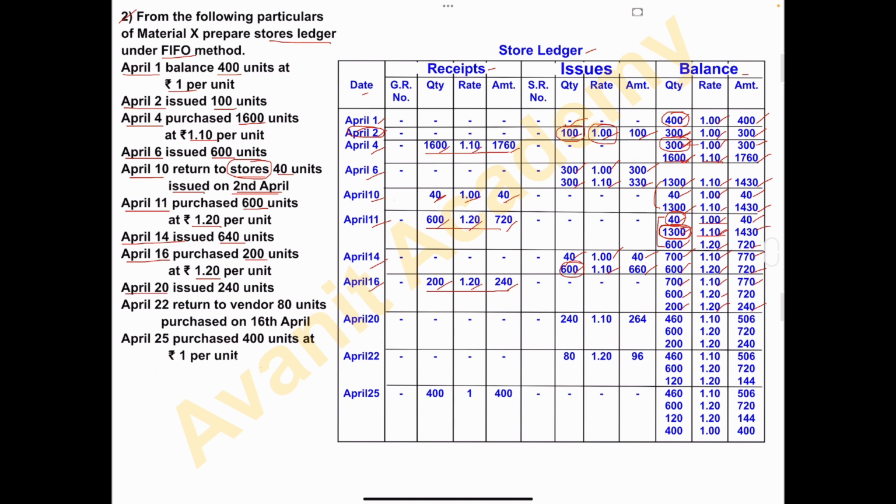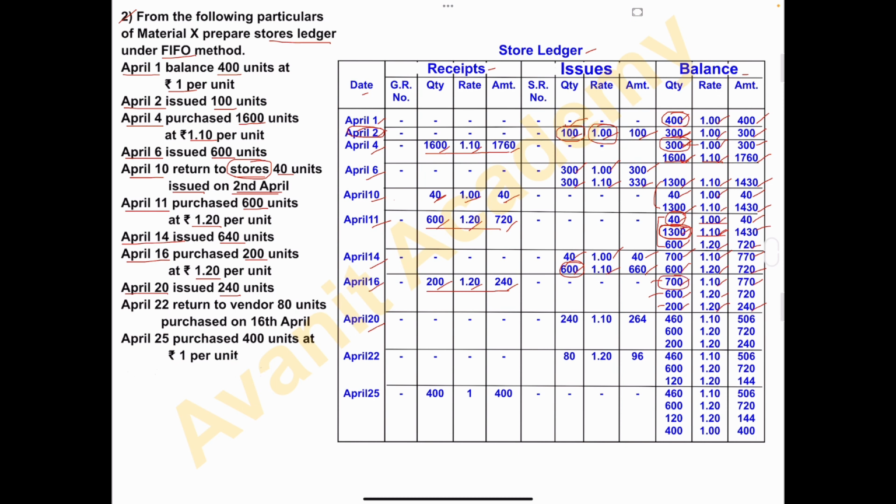Next is on April 20, issued 240 units. Write in solution April 20th, receipts column nil. So total how many units we have to issue? 240. See the balance of April 16th. We have three different stocks, that is 700 units, 600 units and 200. So total how many units we have to issue? 240. So 240 we will take from which stock? This first one. From the 700 you will issue 240.